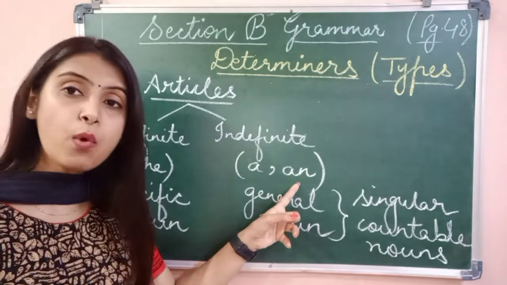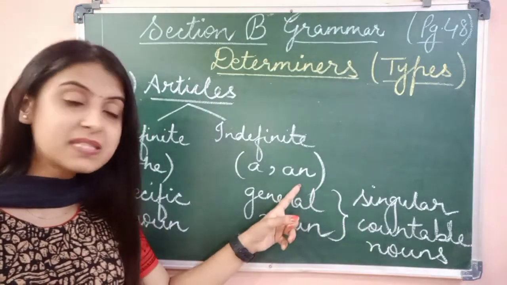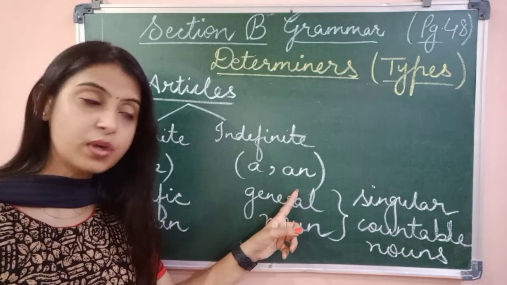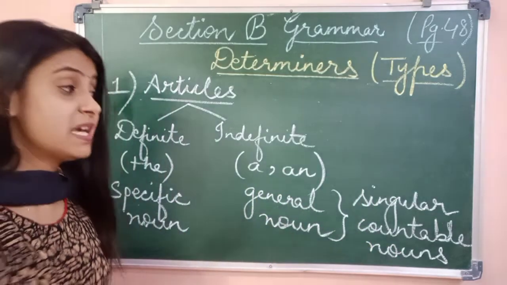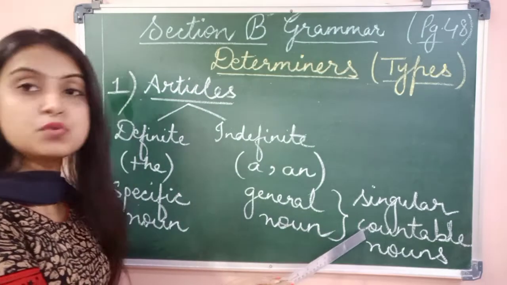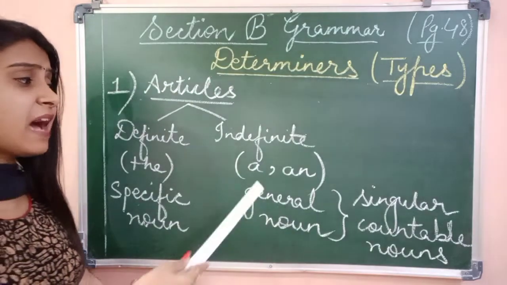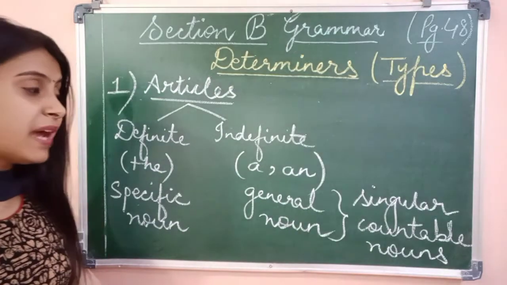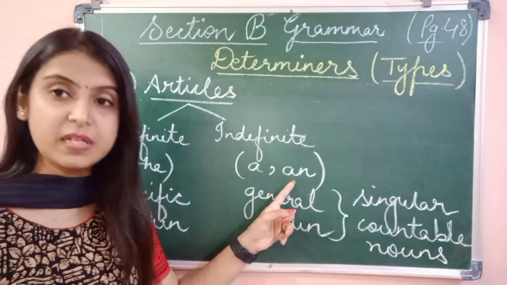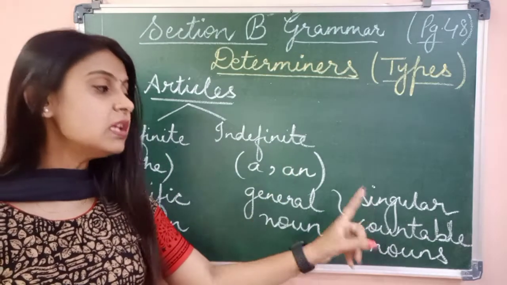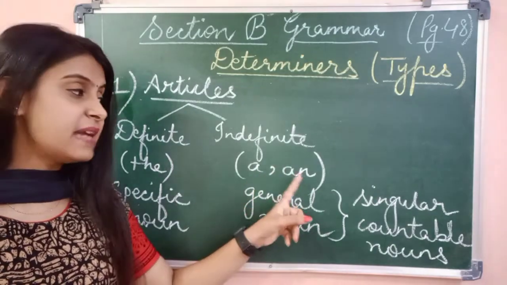If I say I want to eat an orange, orange starts with a vowel sound, so we'll use an. Both a and an are used with singular countable nouns. The nouns that cannot be counted will not have indefinite articles, right? You cannot say a books, or you cannot say an oranges. Before singular countable nouns only we are going to use article a and an.